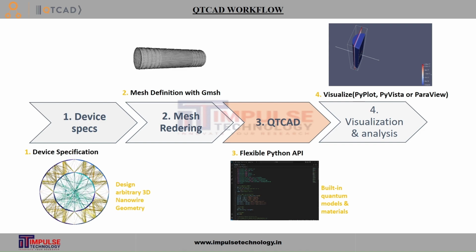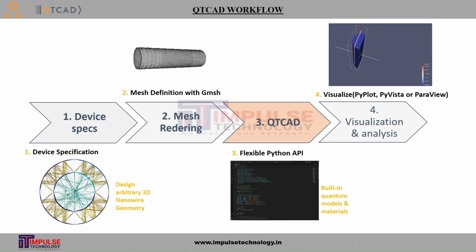In this section, you will learn about the QTCAD workflow. Let's break down the different stages and components. First step is device specification. The first step in the workflow involves selecting the technology and defining the device specification. In this case, the technology being used is nanowire.